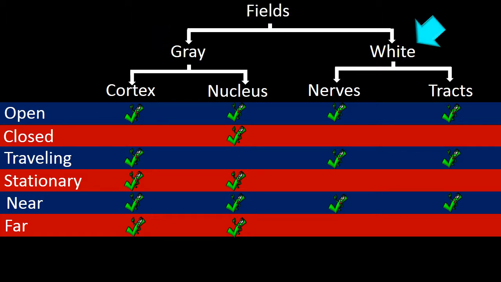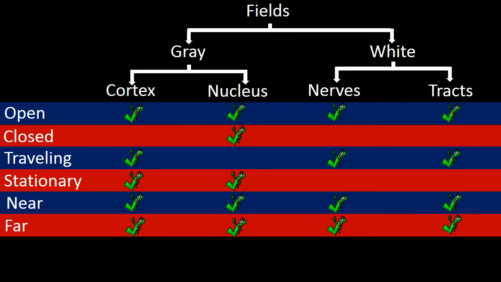White matter far fields are those with constant morphology and peak latency regardless of the changes in recording conditions. They arise from nerves and tracts.